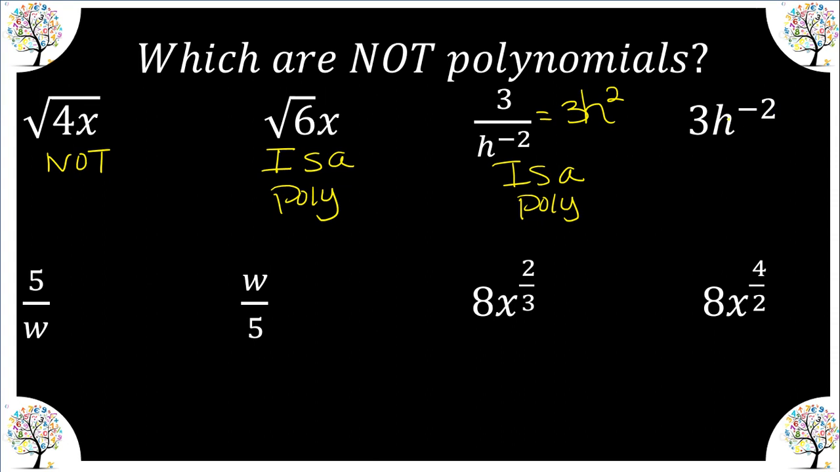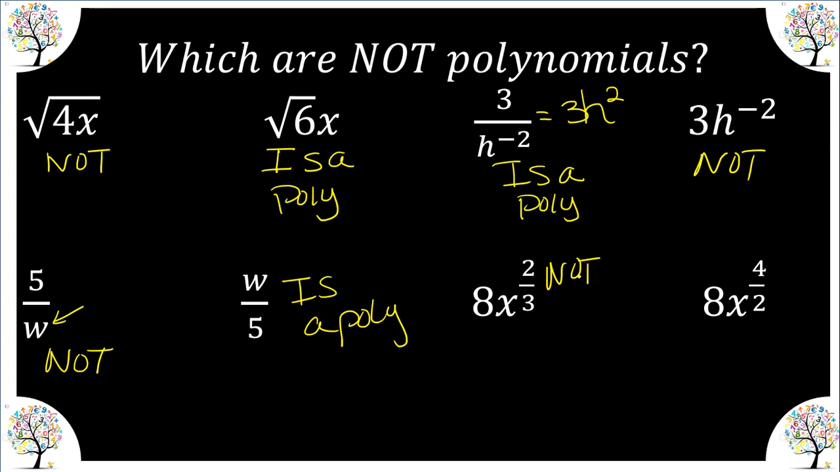Here, this is not a whole number exponent on this variable, so this is not a polynomial. Here, we cannot have a variable in the denominator. It's okay to have a variable in the numerator, so this is a polynomial. Here on this variable, we have an exponent that's not a whole number, so this is not a polynomial. On this one, it looks like it's a fraction, but really when we simplify, so remember, always simplify before you classify. So this is a polynomial.